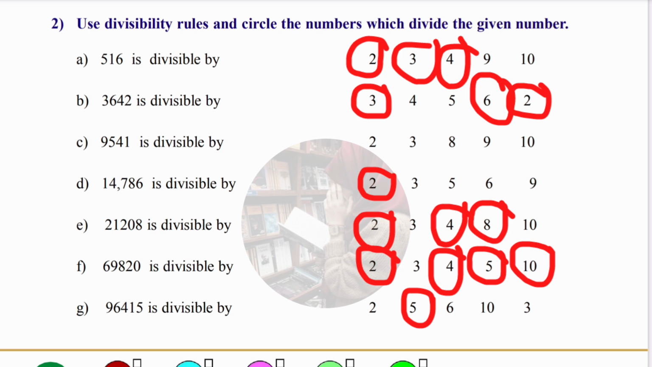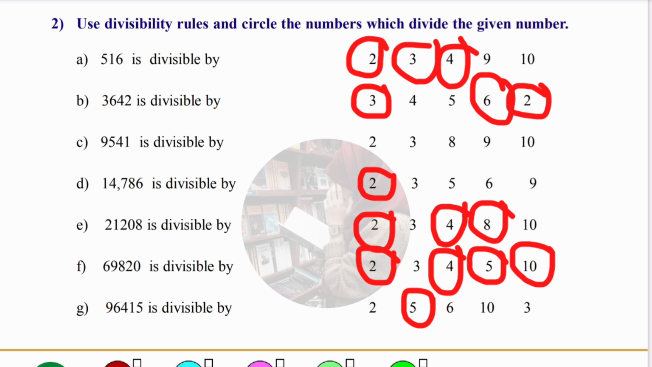Okay, let's see. For 516, we have 6 in the last digit, which is an even number. It is definitely divisible by 2 and 4. If we check, it is divisible by 3 also. So 2, 3 and 4 are the divisors for this given number, 516. Next number is 3642. It is divisible by 3, 6 and 2 also. It is not divisible by 4 and 5. That's why leave 4 and 5 alone, and the rest, 3, 6 and 2, you have to circle.